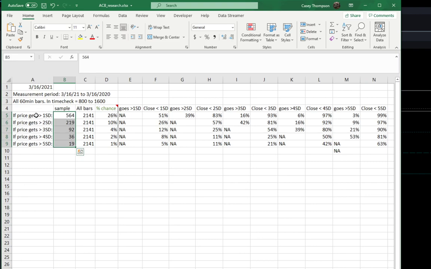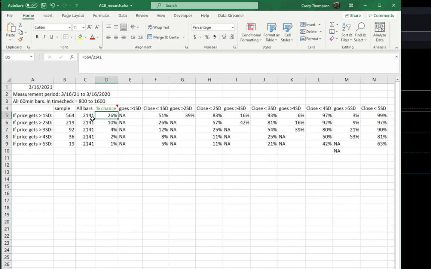I don't know, one full year. But these bars got over one standard deviation, okay? And there's a 26% chance that it's going to be over one standard deviation. Okay, 26% of the bars are over one standard deviation.